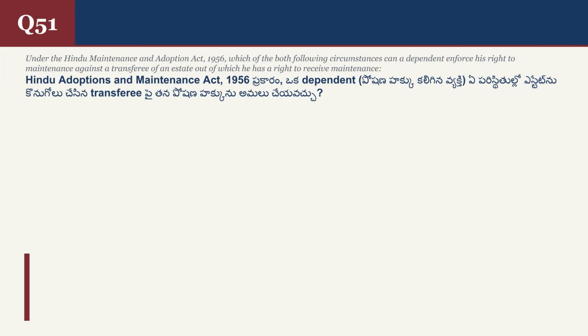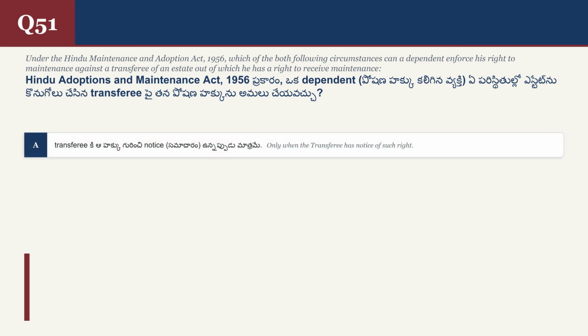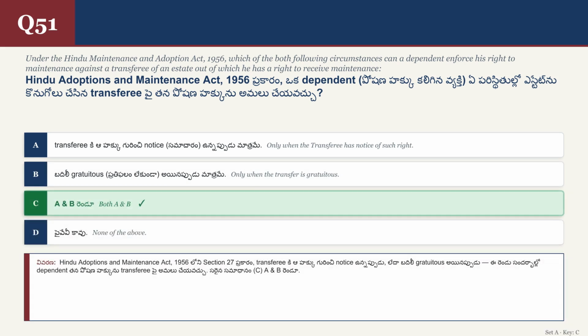Under the Hindu Adoptions and Maintenance Act, 1956, a dependent can enforce their maintenance right against a transferee when the transferee has notice of the right or when the transfer is gratuitous. Thus, both A and B are the correct circumstances.